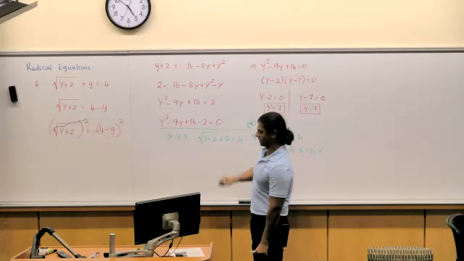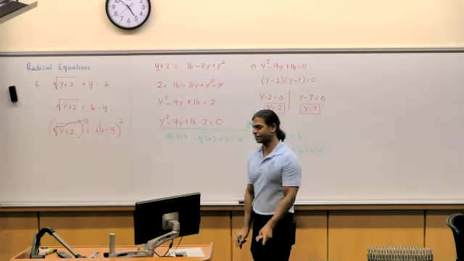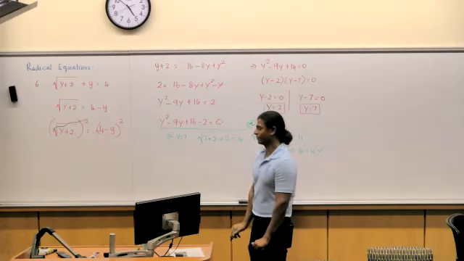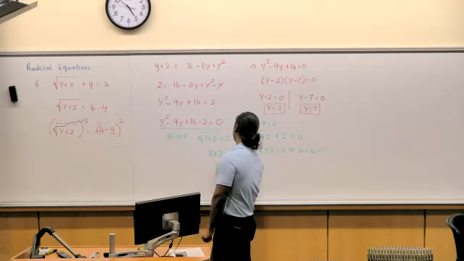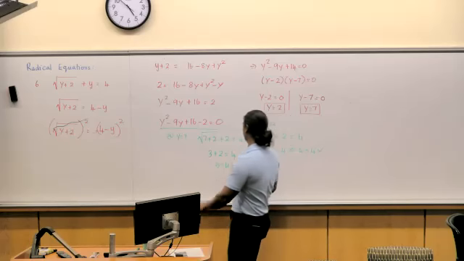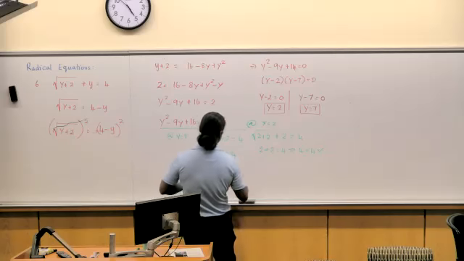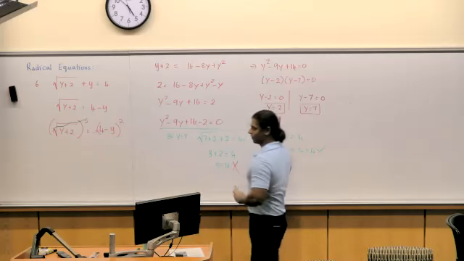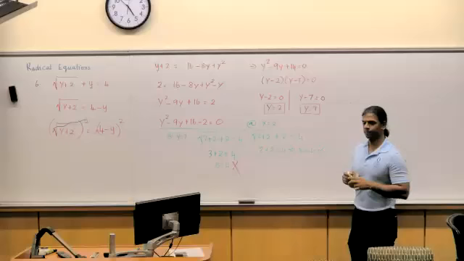Root 7 plus 2. 7 plus 2 is 9. What is the square root of 9? 3. So 3 plus 2, well, is 5 equal to 4? No, not in this world. So this doesn't work out for us. So of the two solutions, which is a valid solution? 2.